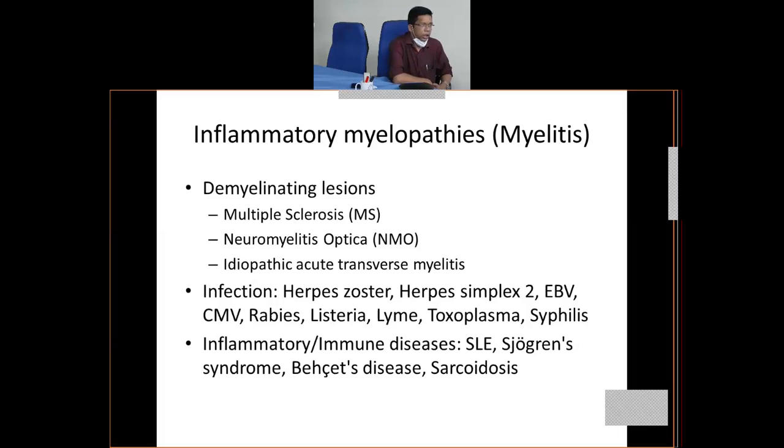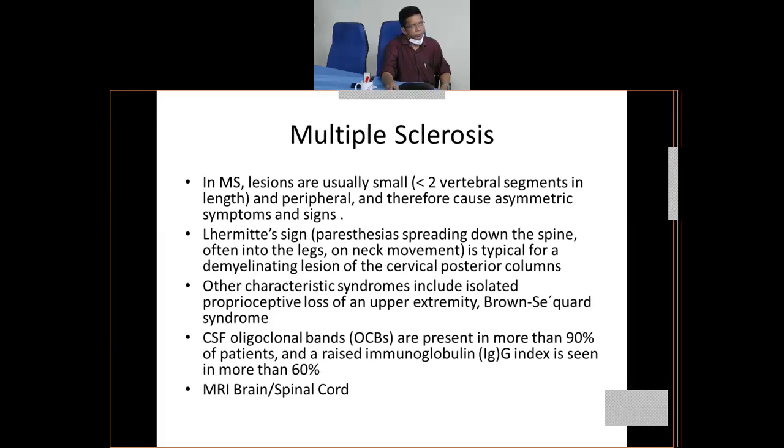So acute non-compressive myelopathy we mostly get due to idiopathic transverse myelitis, maybe sometimes a relapse case of multiple sclerosis, and sometimes there is involvement of weakness as well as optic involvement, as in neuromyelitis optica. And then definitely you have to rule out all the infections if possible, and sometimes some autoimmune diseases.